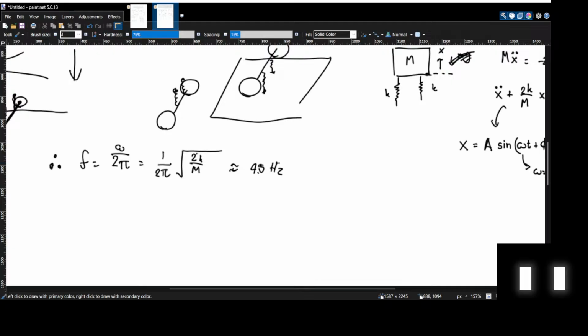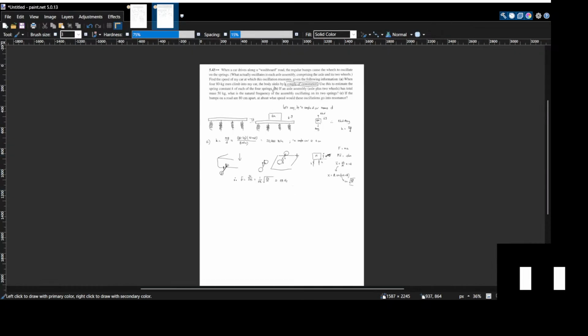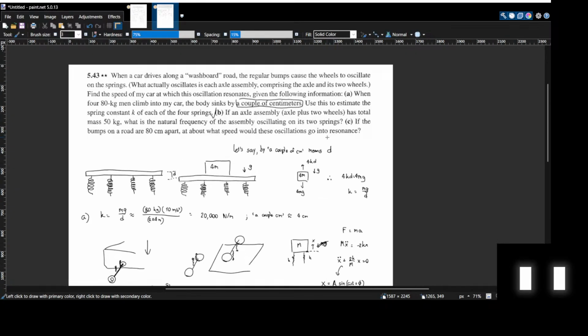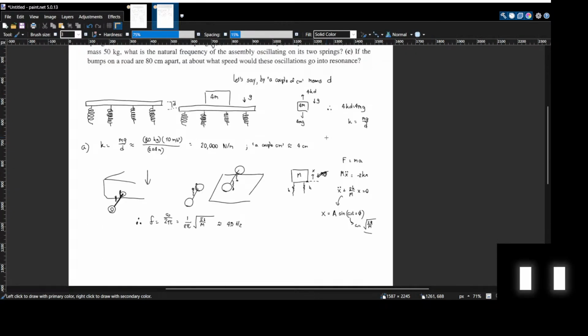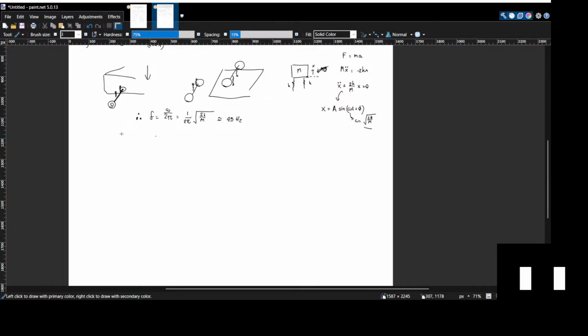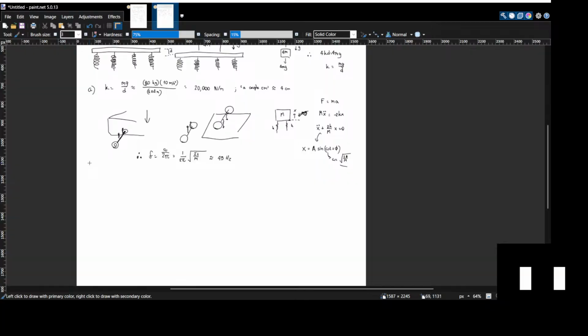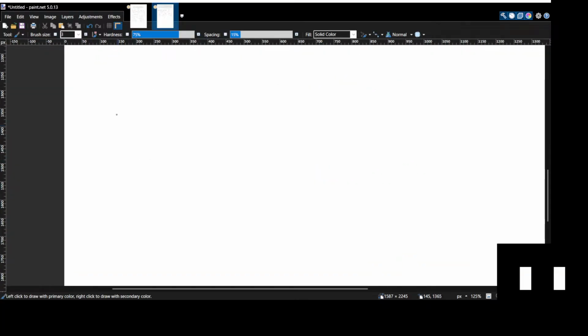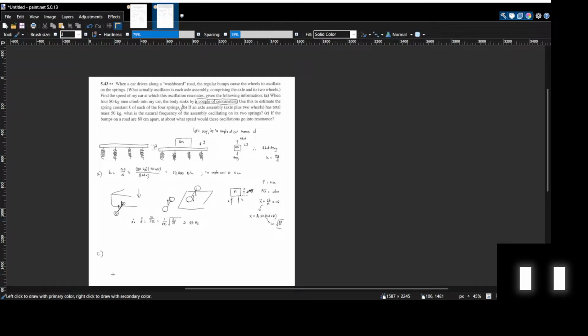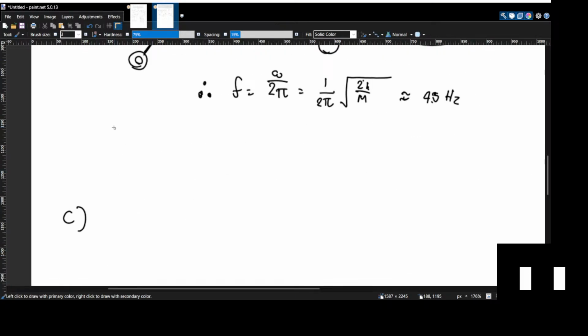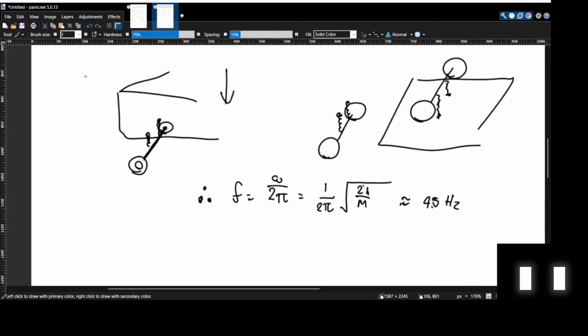Okay, and then, well, this is actually kind of simple. Wait, so if the bumps on the roads are 20 centimeters apart, at about what speed would these oscillations go into resonance? I think this is part C. This is part C, okay. This bit is part B.